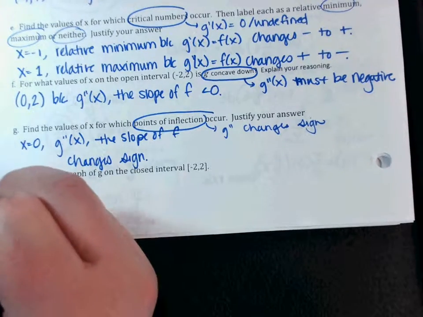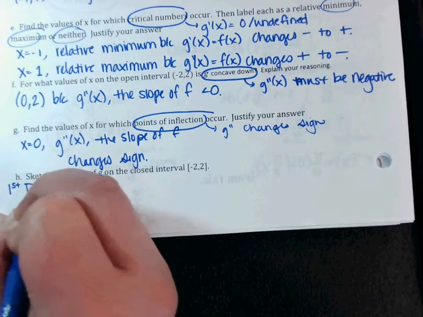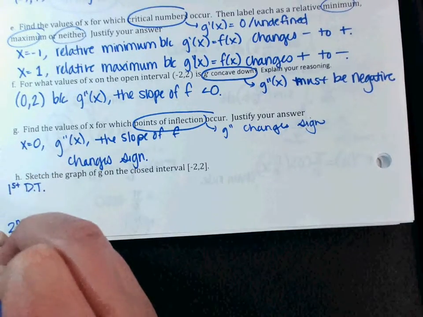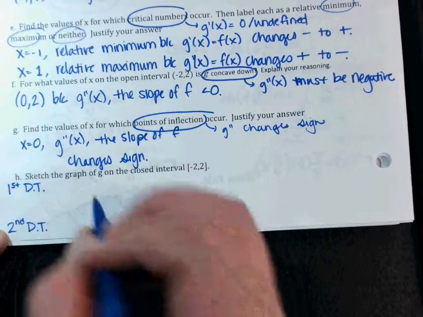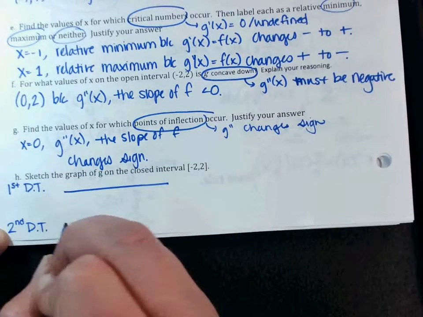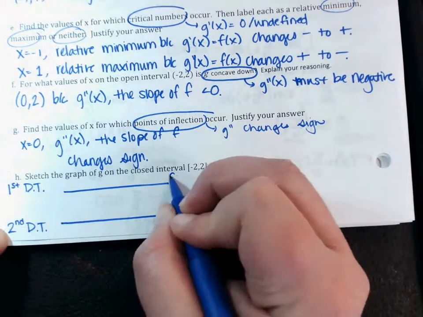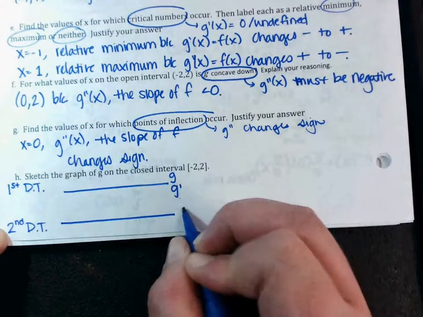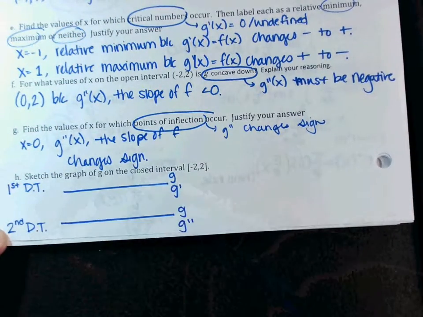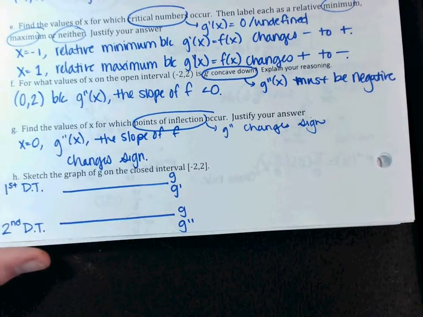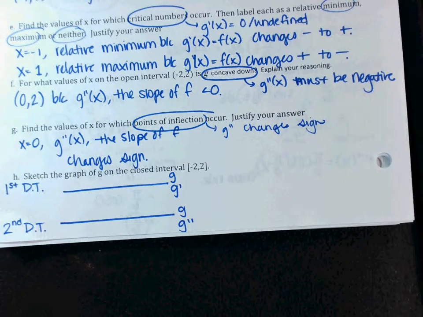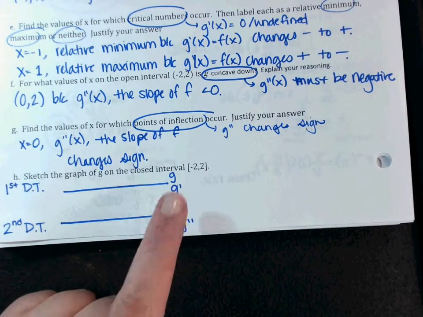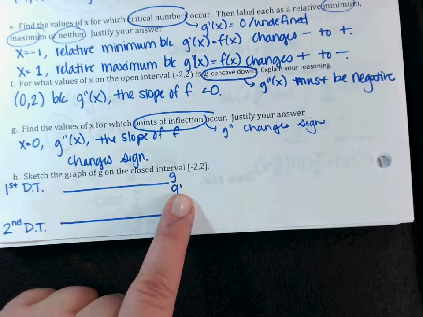So set up for me a first derivative test. How do you do that? We're about to do it. So I'm going to put g, g prime, g, g double prime. Now remember that when I'm looking at the graph, I'm looking at the graph of f. So I have to remember what the connection is between those two. When I'm looking at g double prime, that's really what?